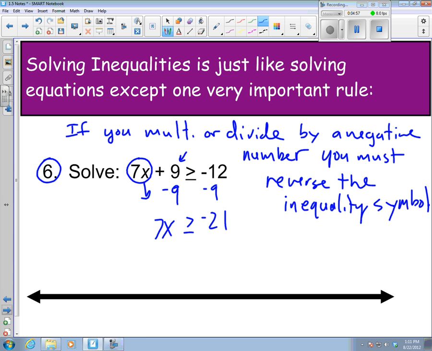negative 21. Now, we subtracted 9. We didn't divide or multiply by the negative 9 here, so we don't switch anything. Now we've got to get rid of the 7. It's 7 times x, so we're going to divide, which is the opposite of multiplication, both sides by 7. These cancel out to 1, and I end up with x is greater than or equal to negative 3. That's my answer. Now, I didn't flip. There's a negative 21 here, but we divided by a positive 7, so we don't flip it. If we would have divided both sides by a negative 7, then we'd reverse this inequality symbol and make it less than or equal to.